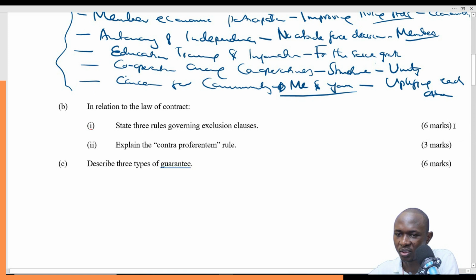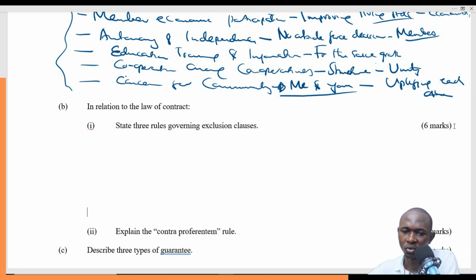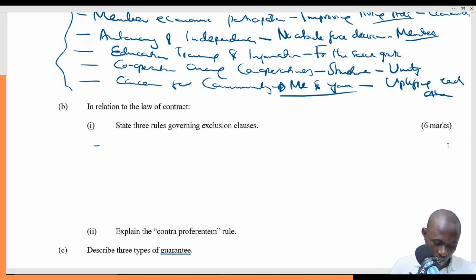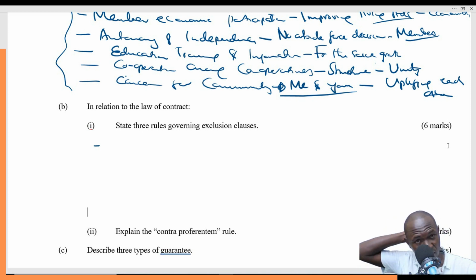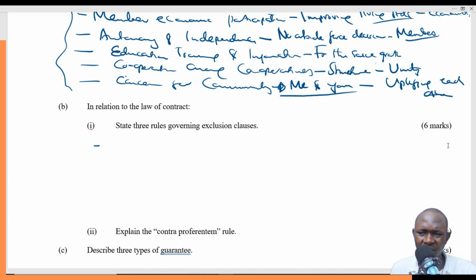In relation to the law of contract, state 3 rules governing exclusion clauses. Now, exclusion clauses are clauses that are included in a contract, basically to reduce the liability of the businessman, or the premise owner, or the one who is making the contract. So he basically limits his liability to some extent, or in totality. Like "mind your head" or "park at your own risk." Those are exclusion clauses, like disclaimer statements put in contracts, and so this question is asking, what are the rules governing these exclusion clauses?